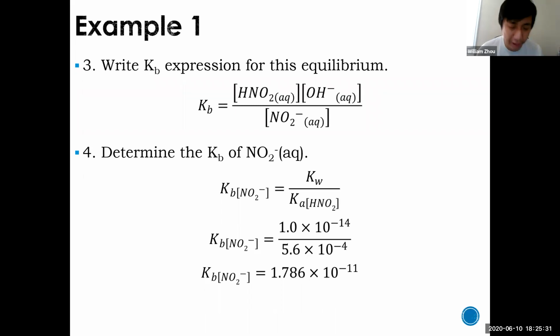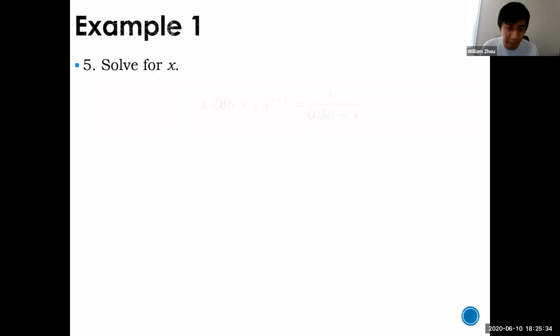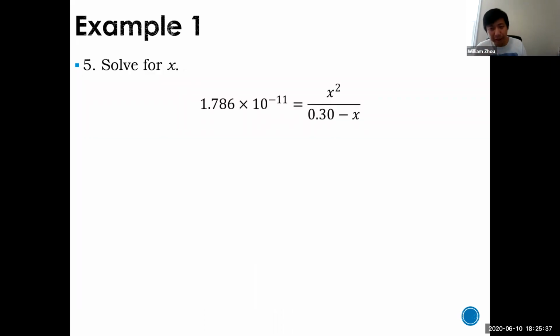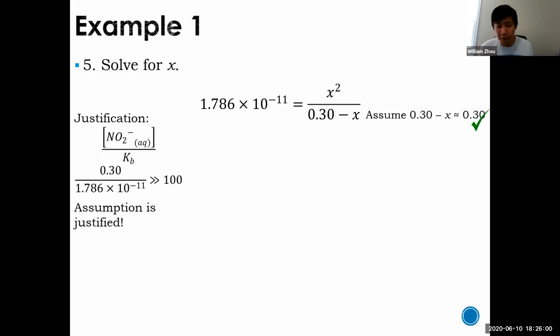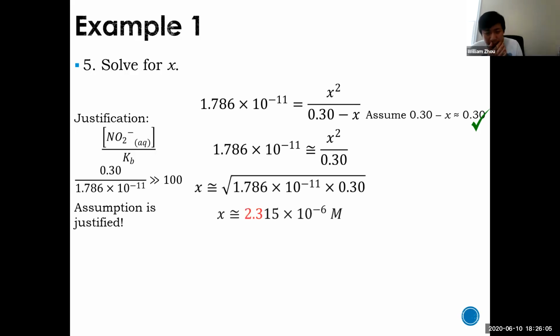Okay, you've set up the ICE table. It is time to solve for x. You can solve for x by plugging everything in. Notice that now at this stage, it is exactly the same as what we learned last time, calculating the pH of weak acid, weak base. Because I'm lazy, I'm always going to assume that x is tiny. Because look, your Kb is 10 to the negative 11. You're pathetically small. If you divide by 10 to the negative 11, yeah, you're going to be bigger than 100. So you can justify your assumption. You can drop the x, and you can solve for x to be 2.315 times 10 to the negative 6. That is the concentration of hydroxide.